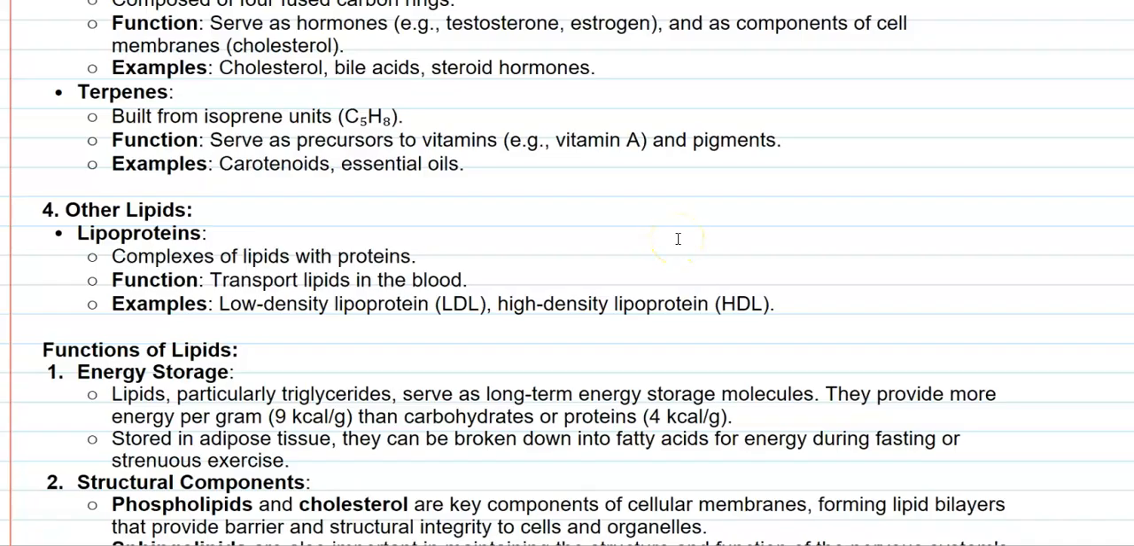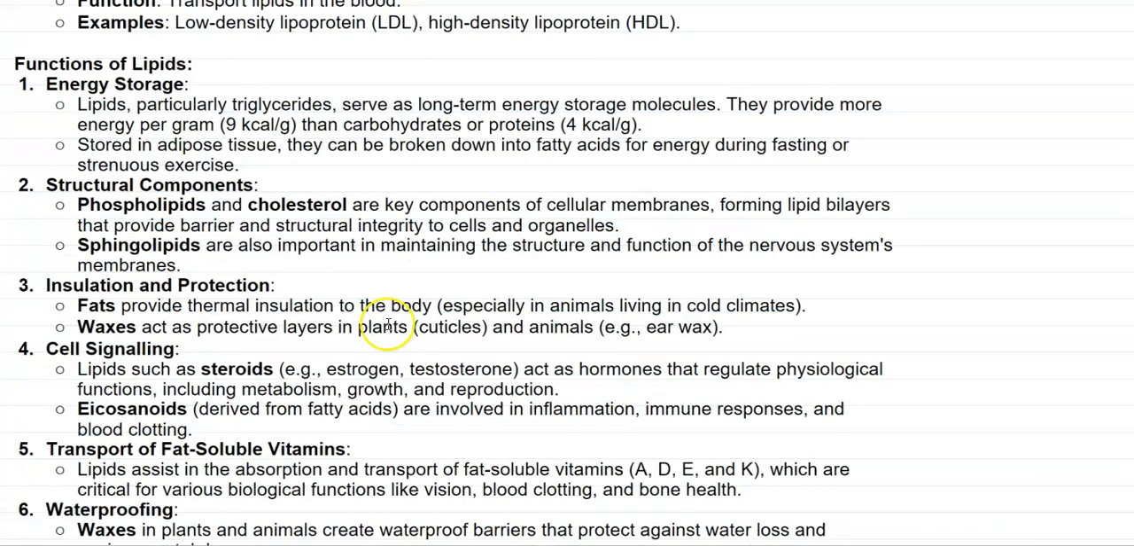They are commonly referred to as lipoproteins. The name itself indicates that it is a complex of lipids as well as proteins. The classical examples here are low density lipoprotein and high density lipoprotein. They play a major role in the transport of lipids in the blood system. Finally, we look at the functions of the lipids.